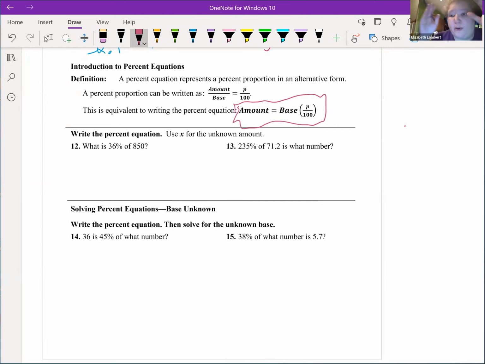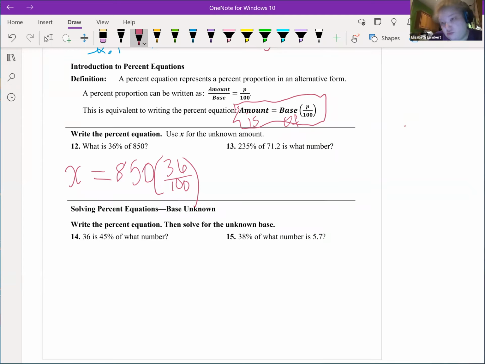So remember, amount is, base is the of number, the whole, part to whole, amount over base. Is over of. This is our is, this is our of. So what is x is base is of 850. And what is 36%? So we have 36 over 100. So when we don't know the is, that percent equation there puts all the numbers already on the right side, which is nice.